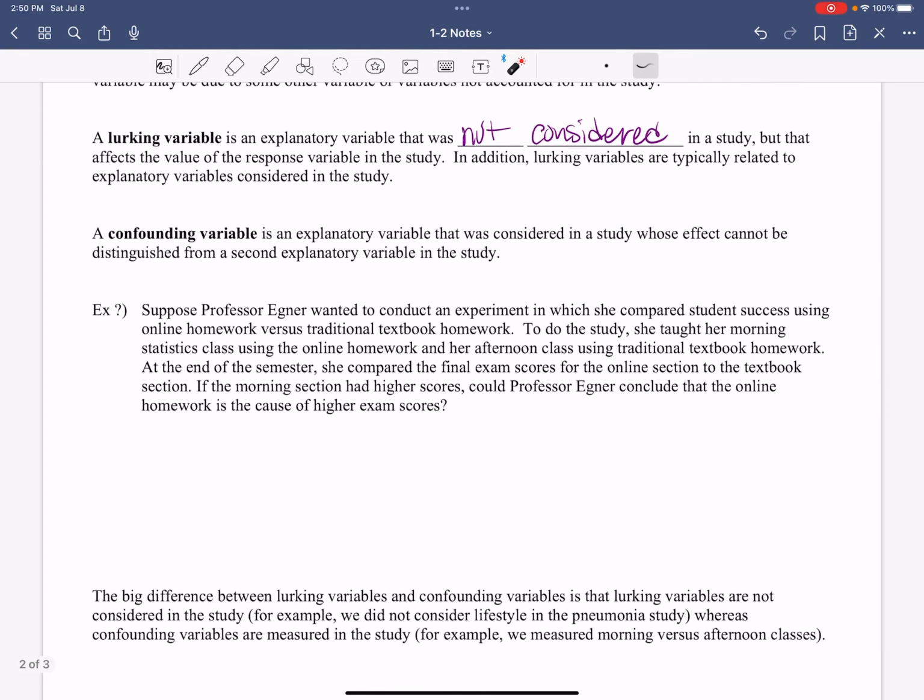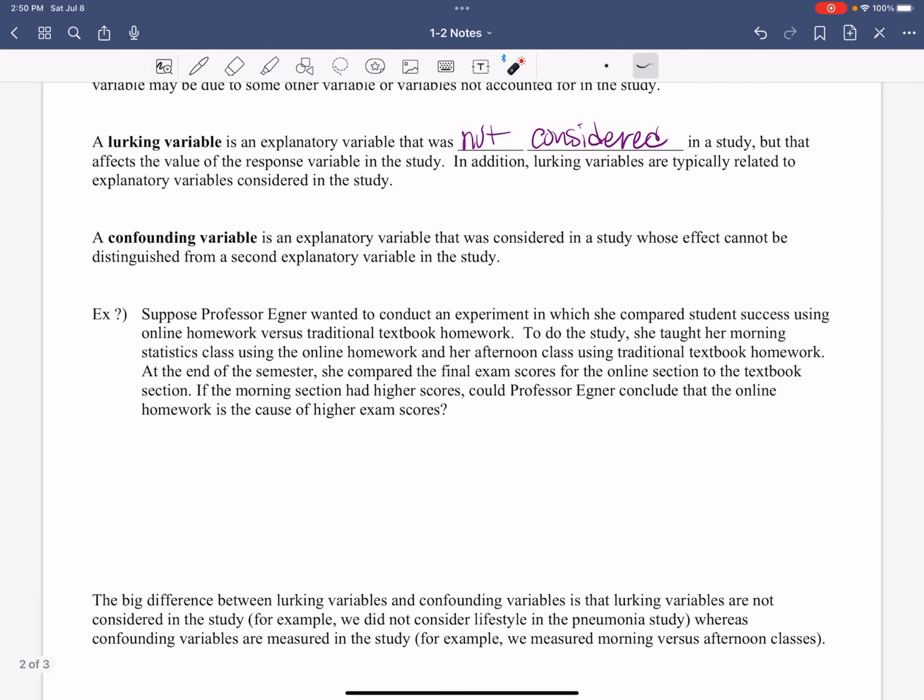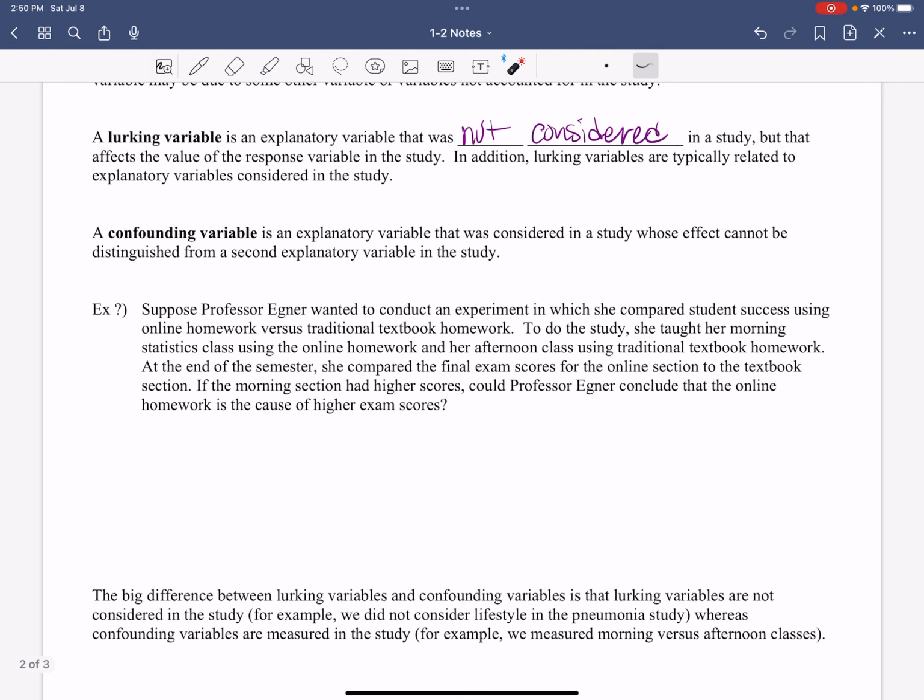All right? Okay, so let's talk about this big difference here between lurking and confounding. So suppose Professor Egner wanted to conduct an experiment in which she compared student success using online homework versus traditional book homework. To do the study, she taught her morning stats class using the online homework and her afternoon class using traditional textbook homework. At the end of the semester, she compared the final exam scores for the online section to the textbook section. If the morning section had higher scores, could Professor Egner conclude that the online homework is the cause of the higher exam scores? What do you think?